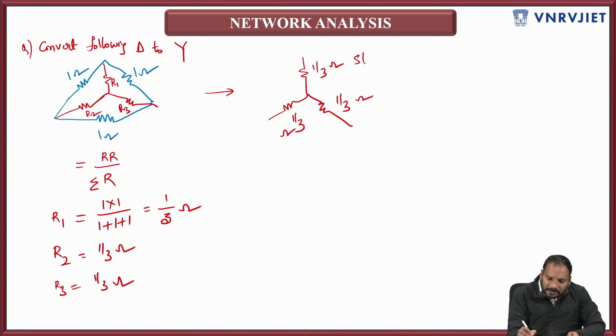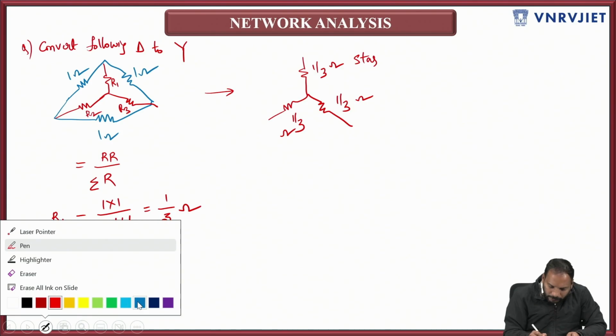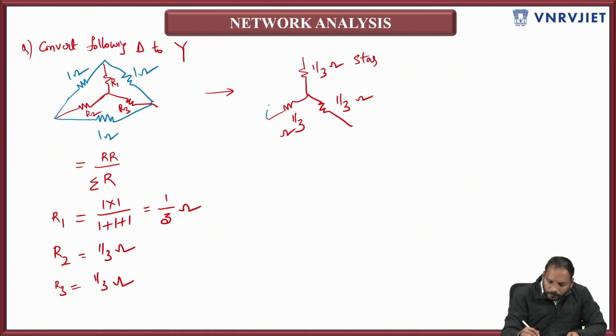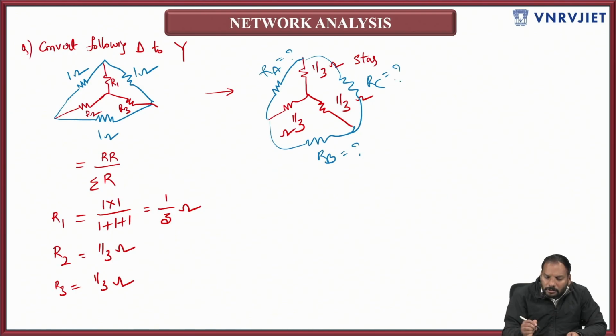That means I got this as a star. So this star I'll try to convert back to delta. So let us assume, so what will we be getting then? So this is delta. I'll try to consider it as RA, I'll consider it as RB and then this is RC. So convert this star into delta in terms of RA, RB, RC. Once again the same triple R formula, RR by R.